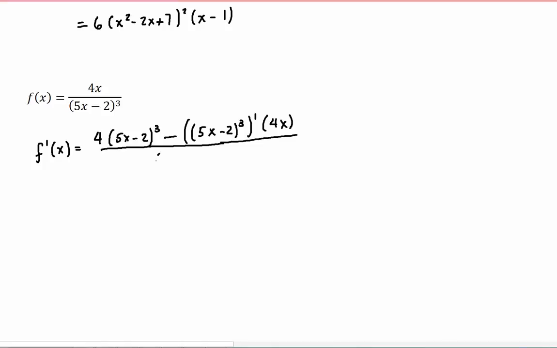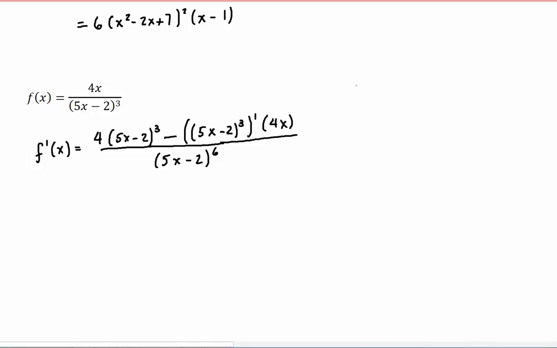Now the bottom squared, you have a cube, so when you square it, you multiply the exponents. Remember, that's one of the laws of exponents, and you obtain 3 times 2 to the 6. Okay, so remember that. All right, so now we have to calculate this derivative right here.